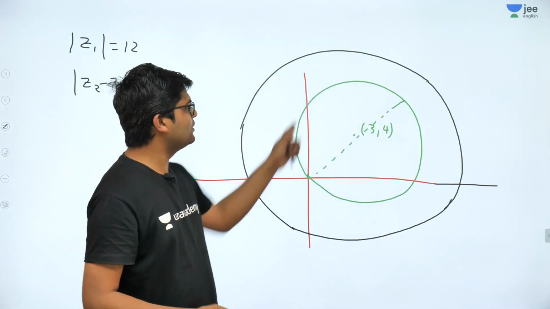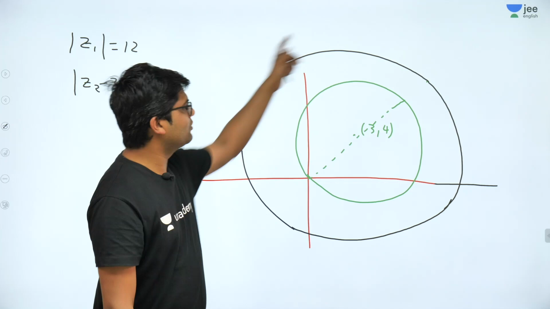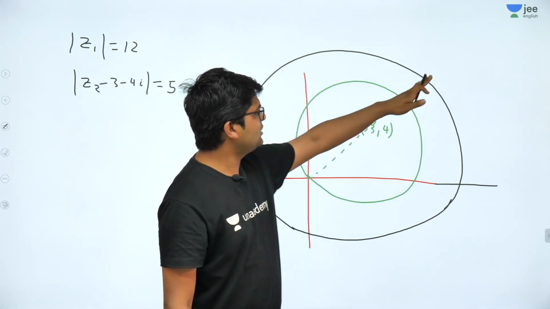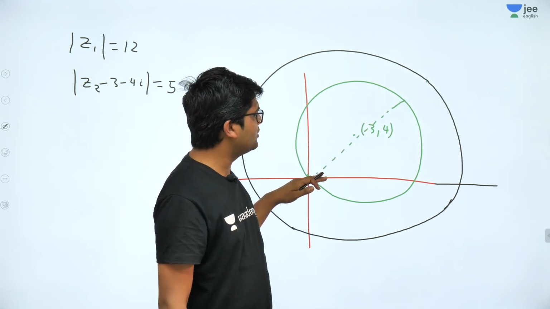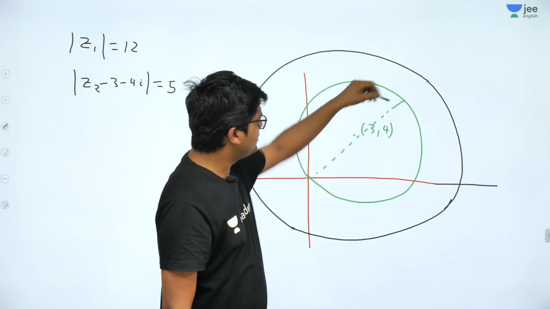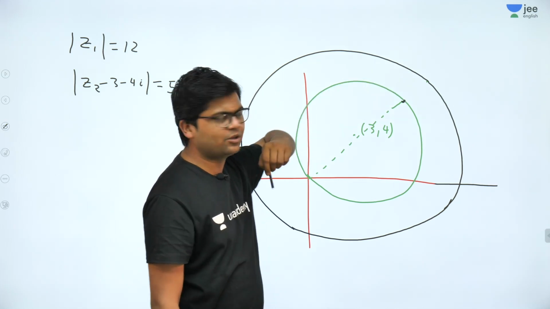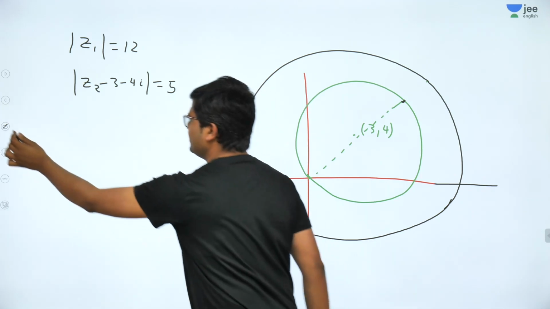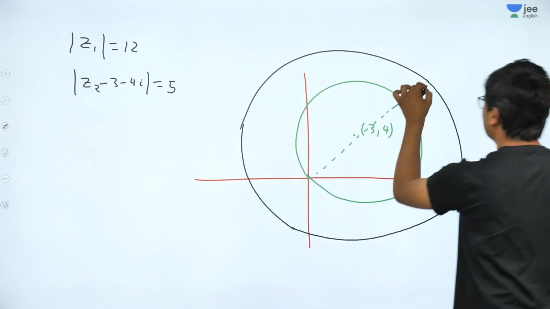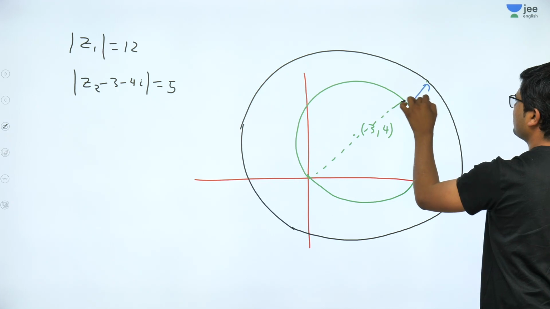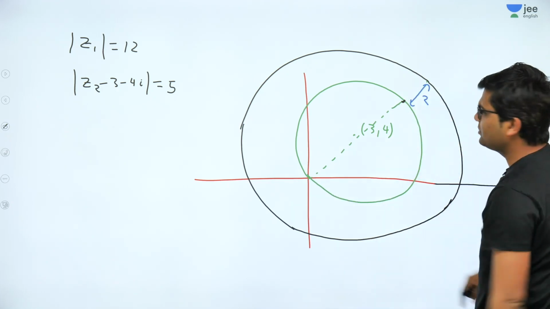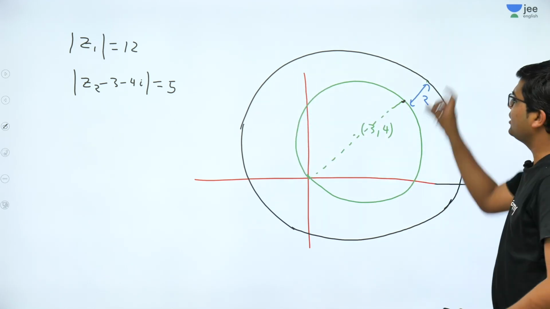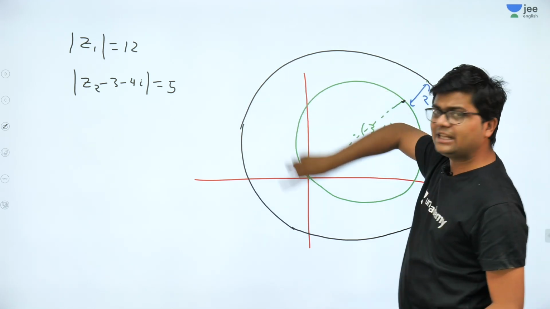So, if Z2 is moving on the green circle and Z1 is moving on the black circle, the minimum distance between them will be: this point has a distance of 12 from origin, and this point has a distance of 10 from origin. Therefore the minimum distance will be this much, this will be 2, because this is 12, this is 10. And this will come at infinite points. It is not that this will come here only, this minimum distance will come at infinite points.